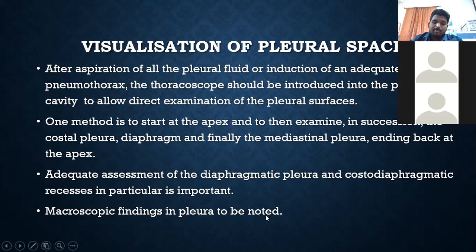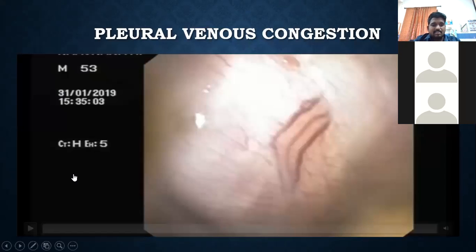Macroscopic findings in the pleura are to be noted. Like we do in a bronchoscopy, where we see the mucosa, the healthiness of the mucosa, whether it is pale, whether it is vascularized, whether there is neovascularization, whether it is hemorrhagic, whether adhesions are there, whether anthracotic pigmentations are there, all these things should be noted while doing a thoracoscopy. So let's start with a video.